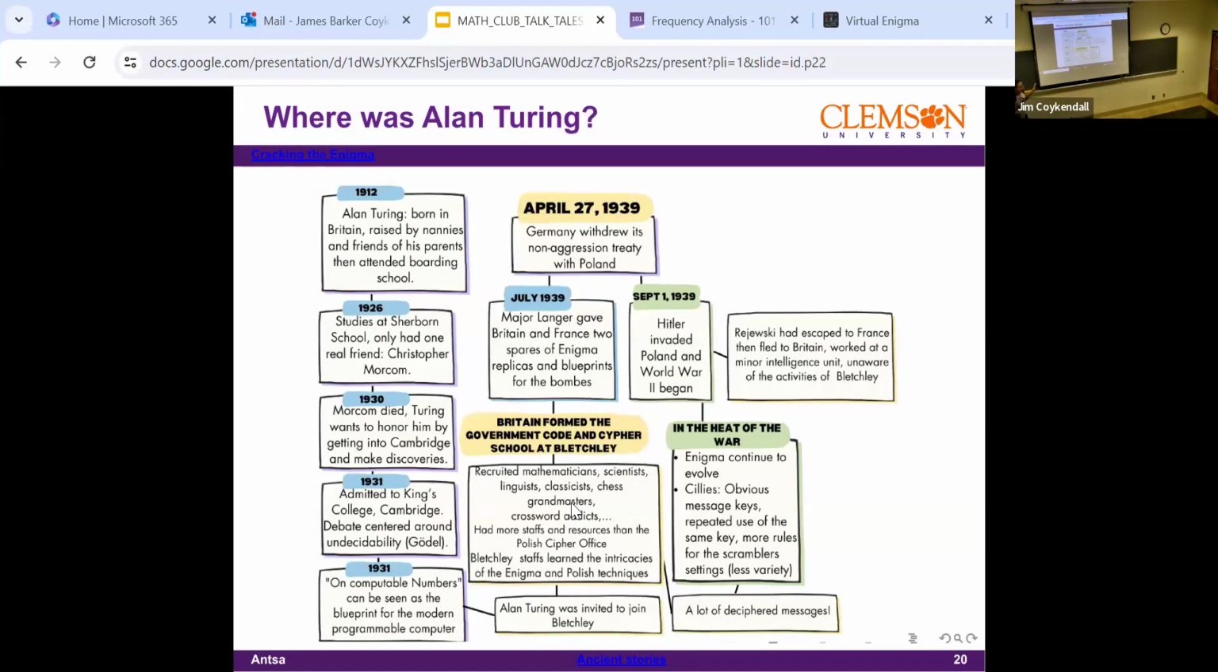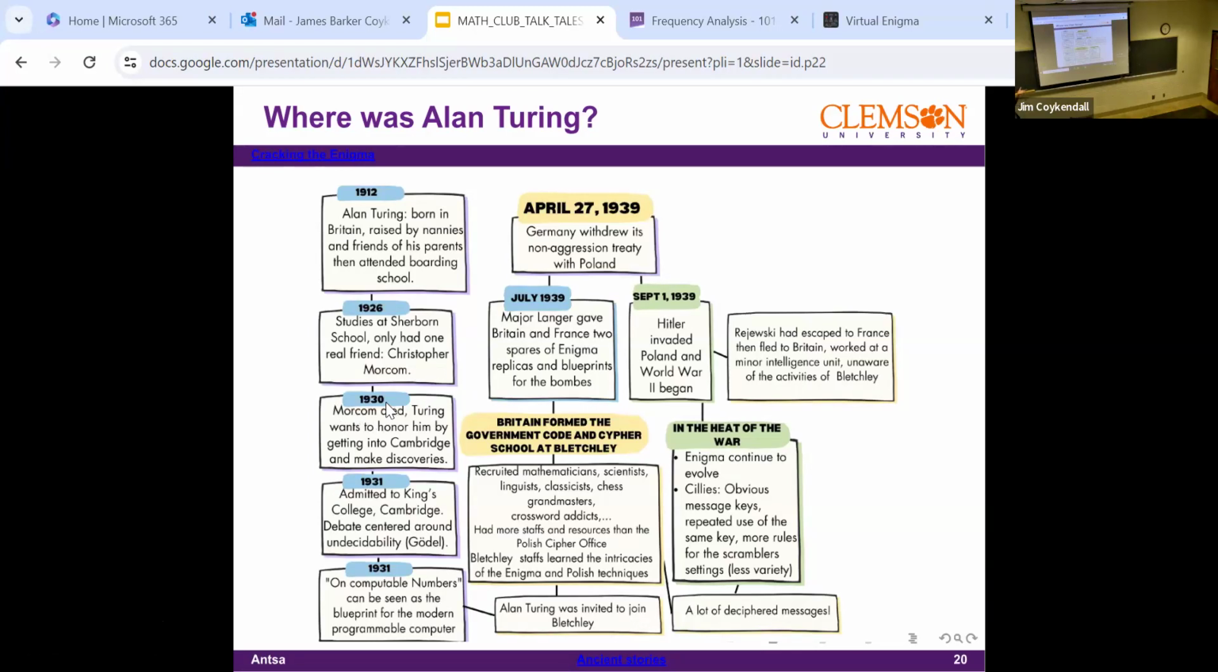So you may be asking, but we've heard that the Enigma was cracked by Alan Turing. Where is he? So here you enter the story. Alan Turing was born in Britain. He was raised by nannies and friends of his parents, and then he attended a boarding school. In 1926, he studied at Sherborne School, and he had only one friend, called Christopher Morcom.